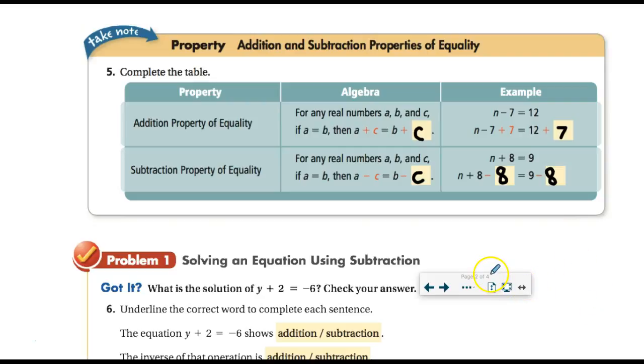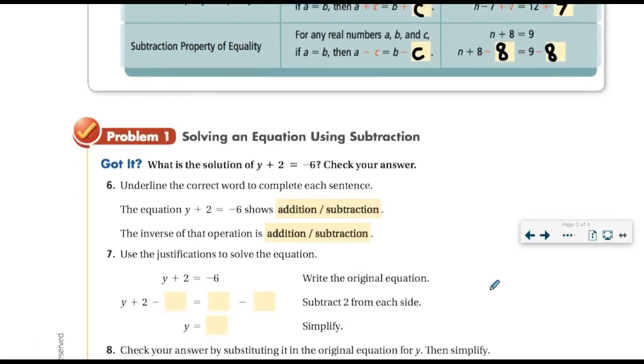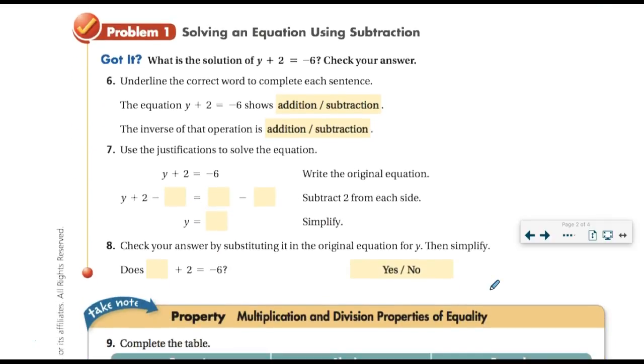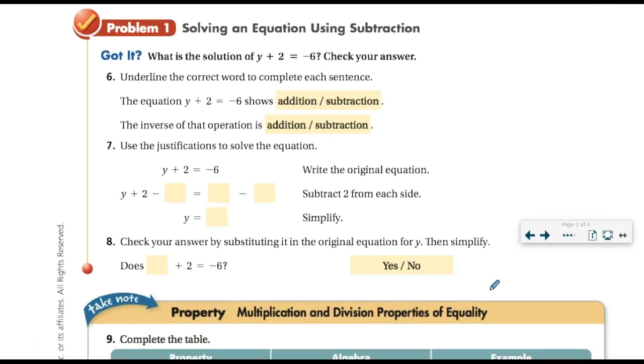Alright, so I'm sure you've seen that before. It's the basic premise of algebraic equations in terms of solving them. I do inverse operations. So let's take a look at some examples, shall we? First of all, I know this is really elementary to some extent, so we'll try to move as efficiently through it as we can. What is the solution of y plus 2 equals negative 6?